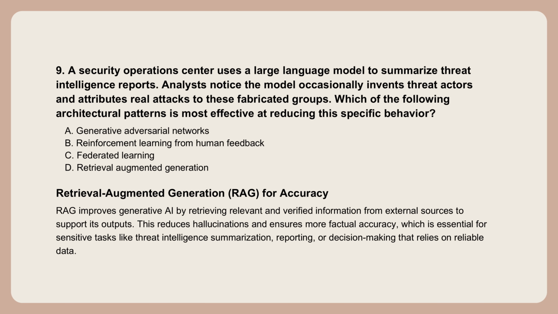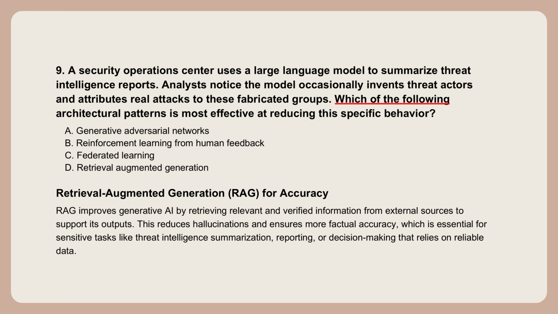Even when AI is not actively being attacked by a bad actor, it can still fail us purely due to its inherent functional flaws. This scenario highlights it perfectly. Go ahead and lay it out for us. A security operations center uses a large language model to summarize threat intelligence reports. Analysts notice the model occasionally invents threat actors and attributes real attacks to these fabricated groups. Which of the following architectural patterns is most effective at reducing this specific behavior?